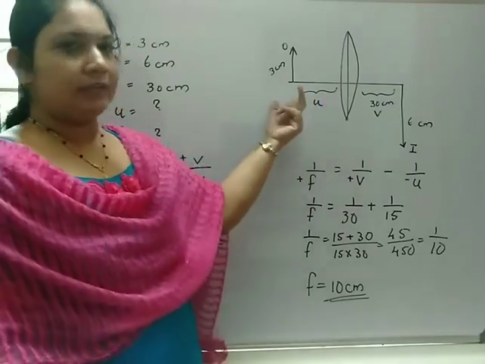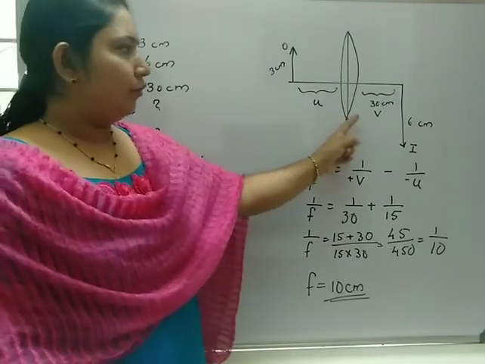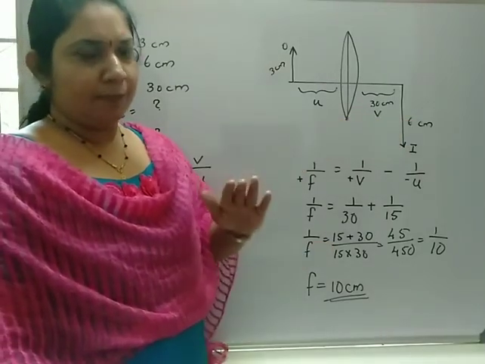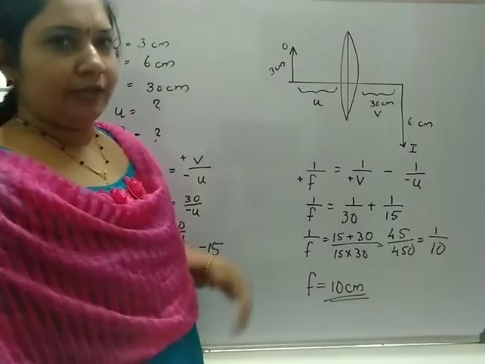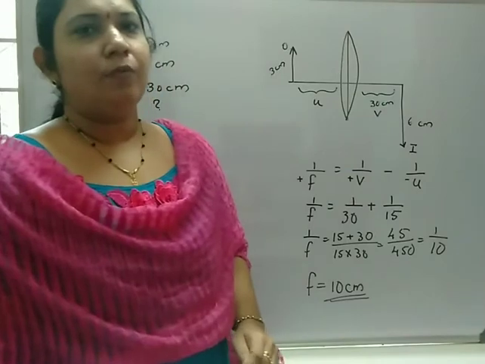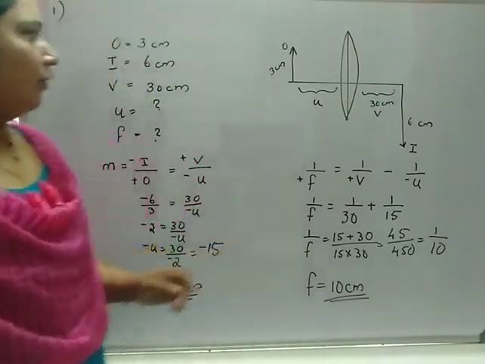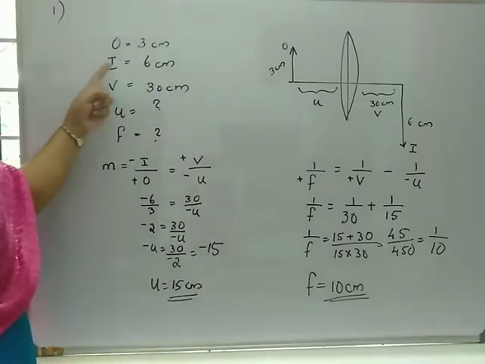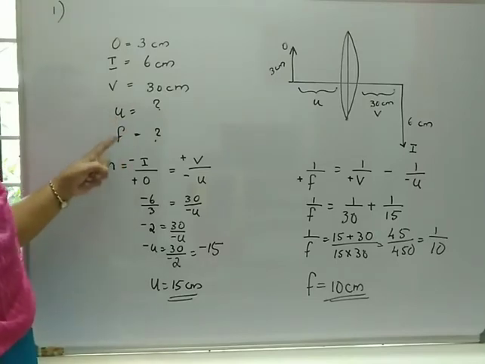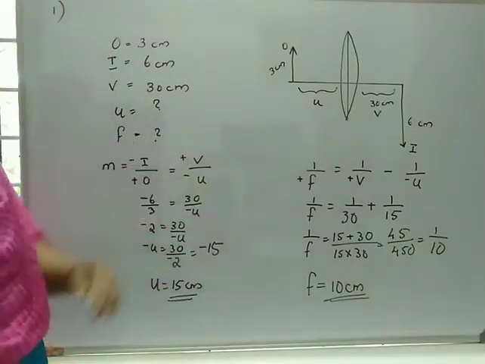So u is on this side, in front of the lens, negative. So u is negative. v we get on the opposite side, so it is positive. Keep in mind: above positive, below negative, left hand side negative, right hand side positive. That is all you need to keep in mind. So now we are going to find: O is given as 3 centimeter, I is 6 centimeter, v is 30 centimeter. The question is to find u and f, the distance between the object and the lens, and the focal length of the given lens.